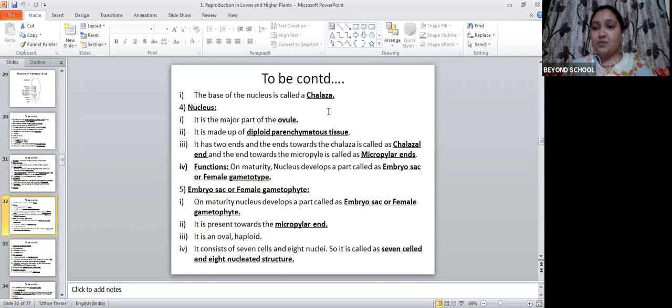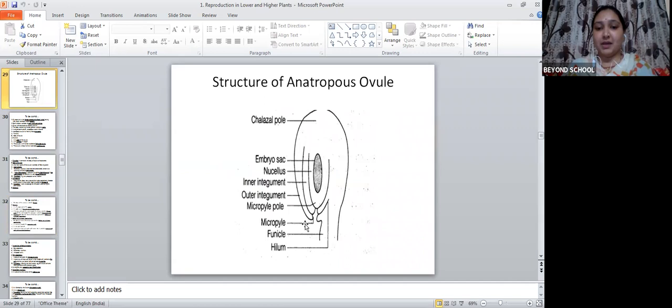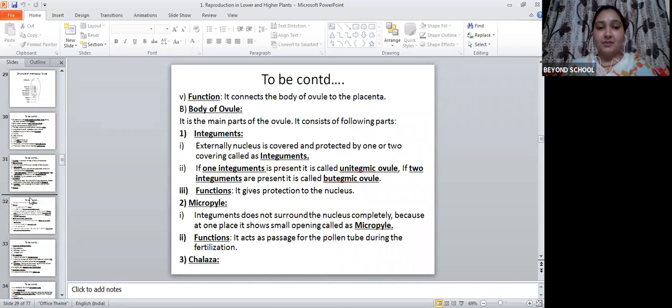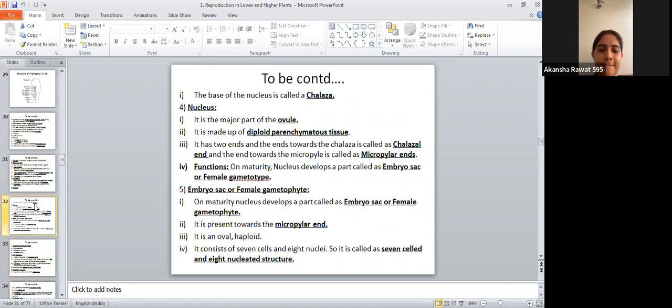In the anatropous ovule, we saw that on the upper side there is the chalaza, and on the lower side there is the micropyle. At the lower side is the micropyle, and at the upper side is the chalazal pole, which is called the chalaza, right? Then we have moved towards the nucellus.